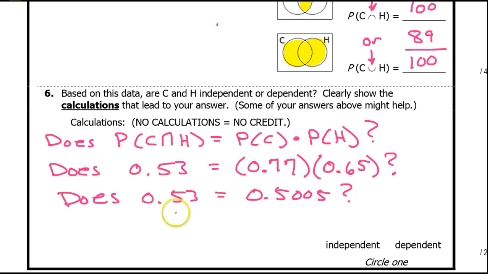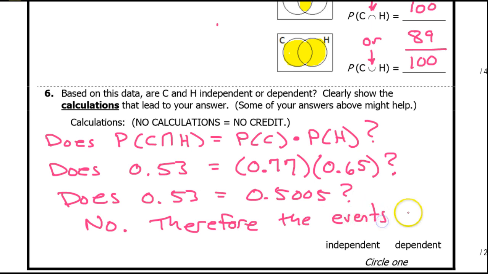That is close, but not quite. So these are going to be dependent. So I'm going to say no. Therefore, the events are dependent. Had these been equal, if we had gotten 0.53, then I would have circled independent.